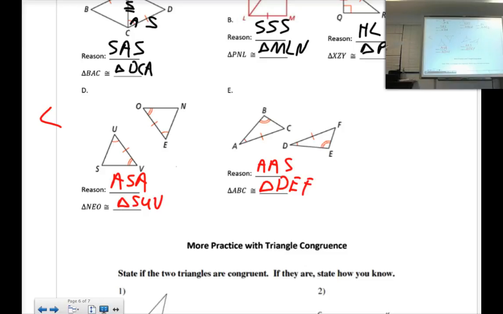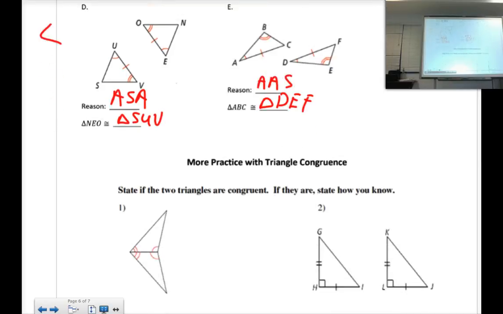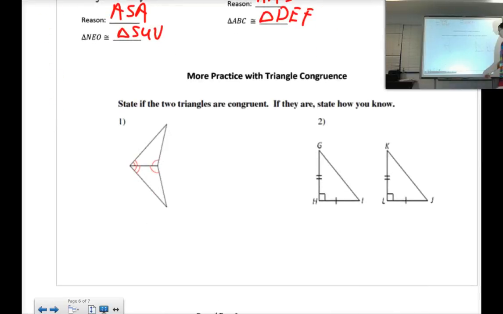Alright. The two at the bottom, let's do those together, and then I'll leave you to do the rest on your own. All you have to do is tell me whether they're congruent or not. Number one, congruent, yes or no? Yes. Why? Size and angles. Angle, side, angle. Good. Remember, when I say, why are they congruent, I want one of those congruent theorems, right?